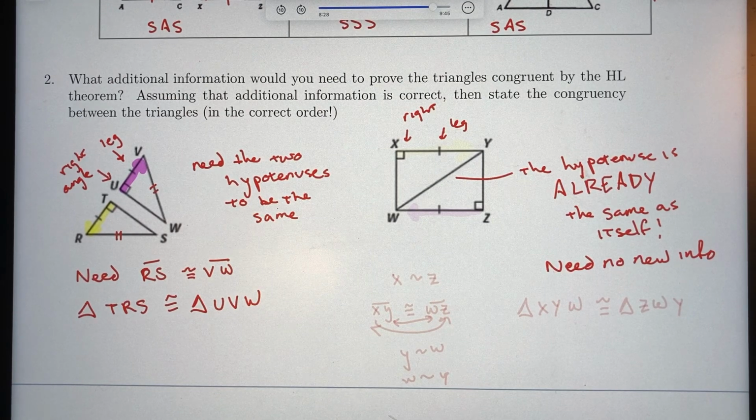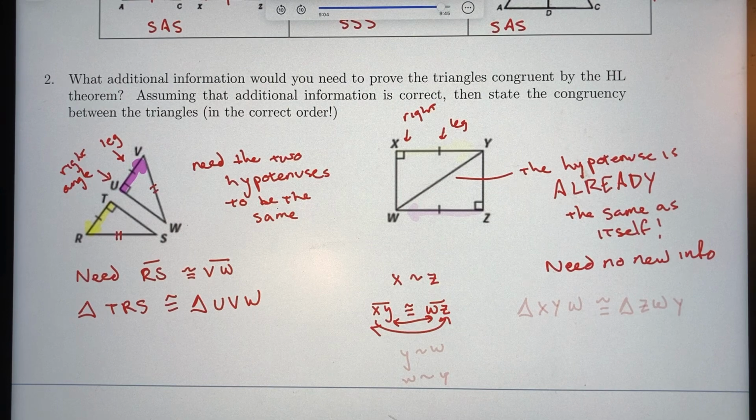Let's see, we need to match things up in order. X is the right angle. That corresponds to Z. What about the others? Does W correspond to W? Let's see. Line XY, line segment, has to correspond to line WZ. But that's the wrong order. X has to go with Z, so Y has to go with W. So you have to be careful with that.